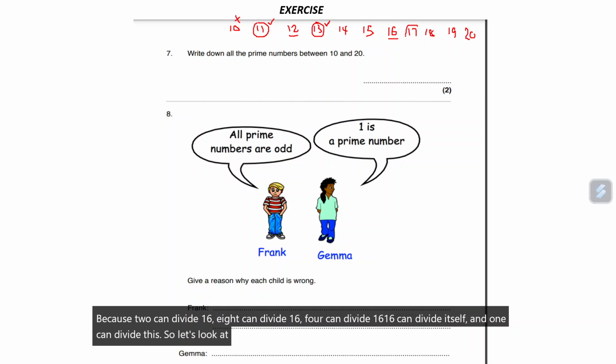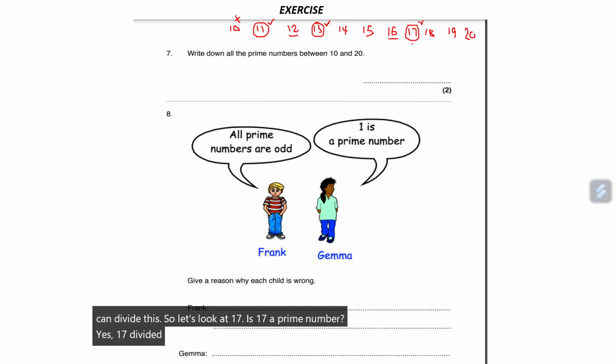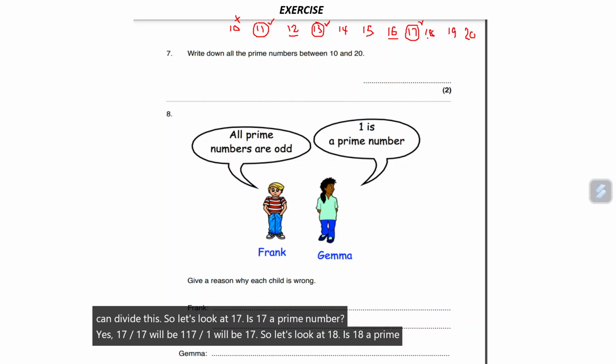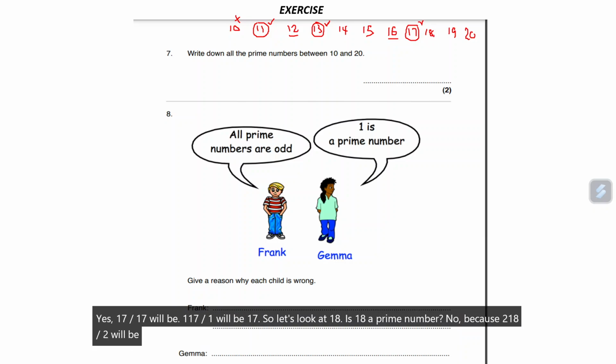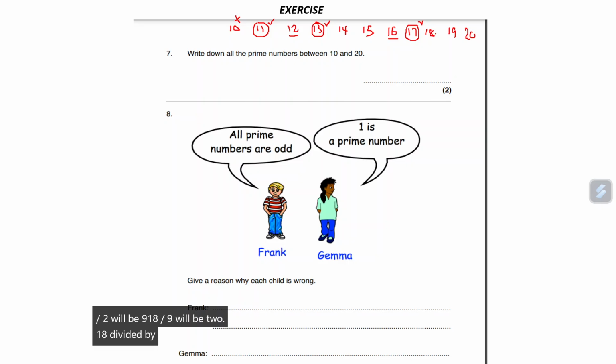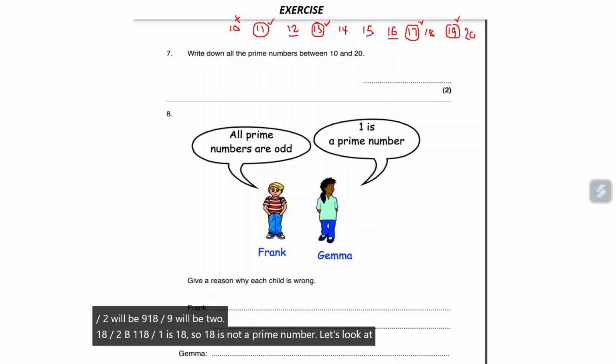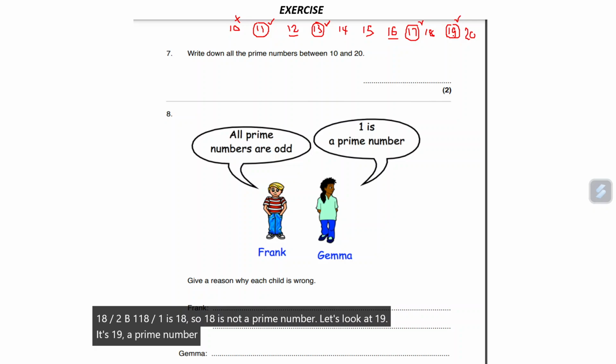Let's look at 17. Is 17 a prime number? Yes. 17 divided by 17 will be 1, and 17 divided by 1 will be 17. Let's look at 18. Is 18 a prime number? No, because 18 divided by 2 will be 9, 18 divided by 9 will be 2, 18 divided by 18 will be 1, and 18 divided by 1 is 18. So 18 is not a prime number. Let's look at 19. Is 19 a prime number? Yes. 19 divided by 19 is 1, and 19 divided by 1 is 19.